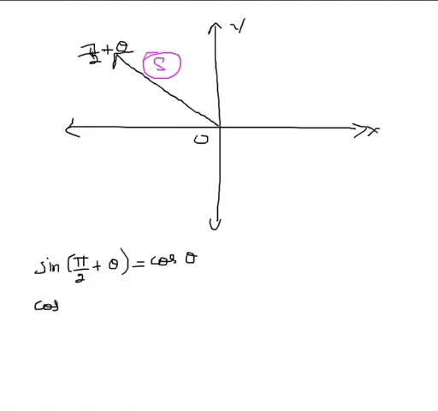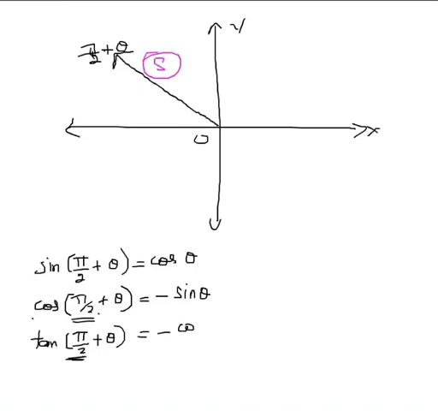And then cos of pi by 2 plus theta. Pi by 2 plus theta is a second quadrant angle, and cos in the second quadrant is negative. And because we have pi by 2, we change the ratio. And then tan pi by 2 plus theta. Pi by 2 plus theta is a second quadrant angle. Tan in the second quadrant is negative. Minus, because of pi by 2 here, we change the ratio. It becomes minus cot theta.